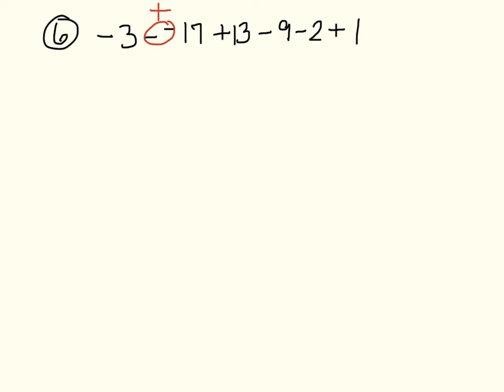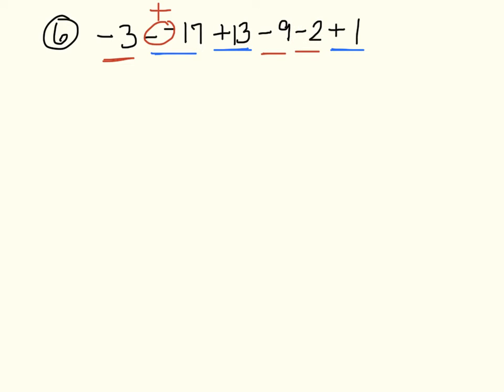So my positive numbers are 17 and 13 and 1. My negative numbers are negative 3, negative 9, and negative 2. So I'm going to add together either the positives or negatives. So let's add together the negatives. Negative 3 and negative 9 would be negative 12, and negative 2 would be negative 14.